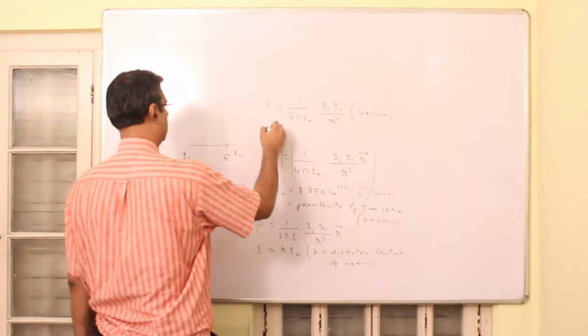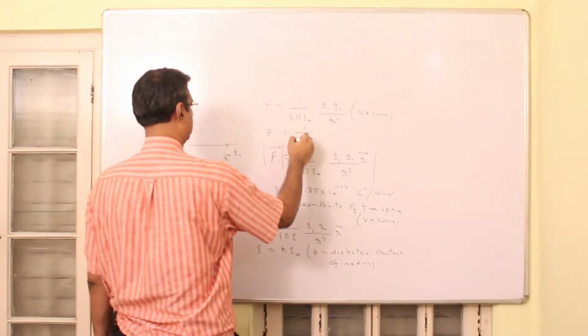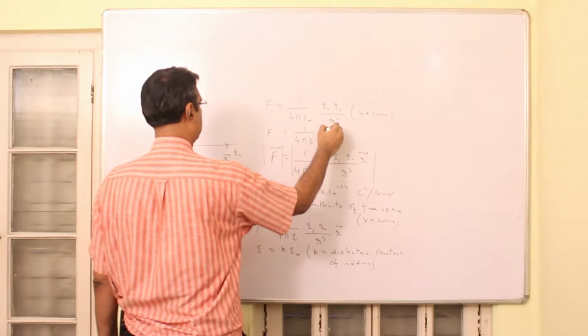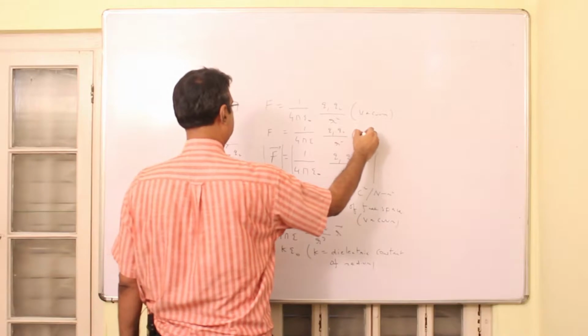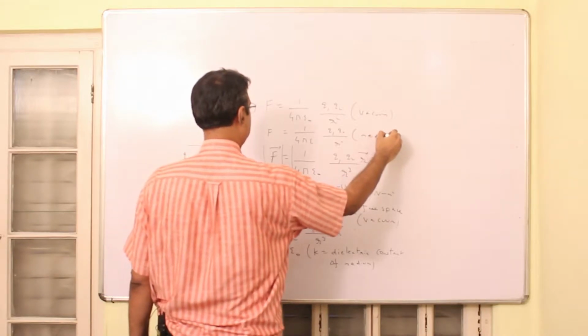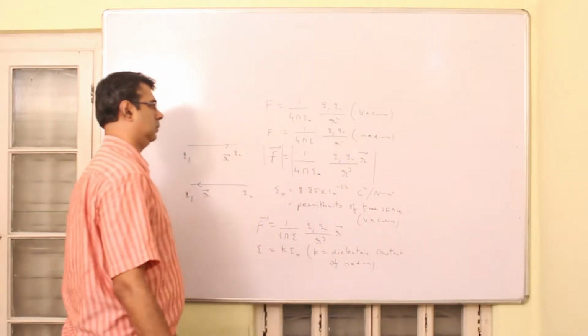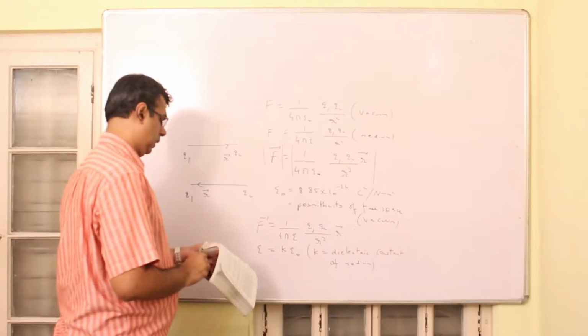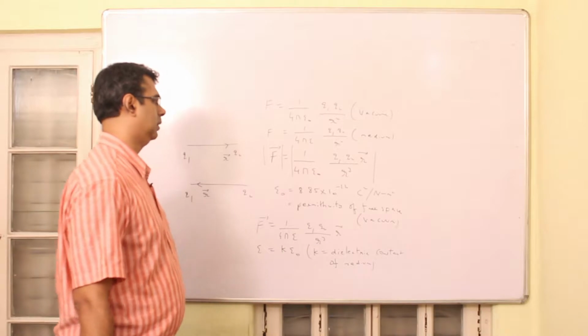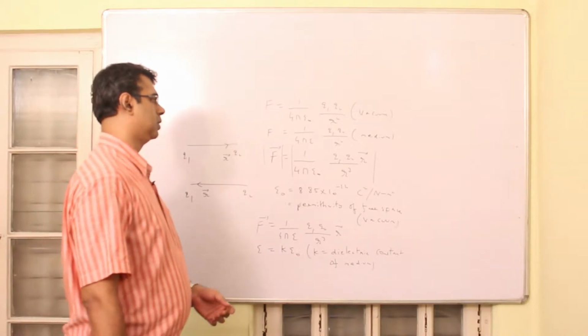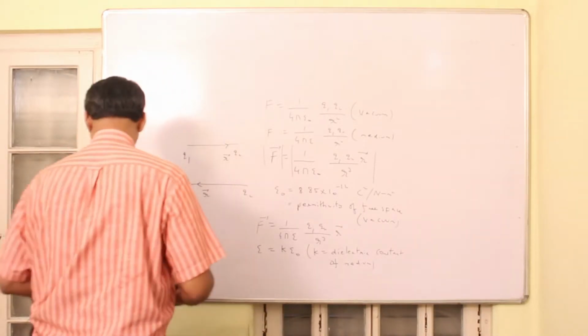And this is in case of vacuum, and if it is a medium other than vacuum, then it is 1 by 4 pi epsilon Q1 Q2 by R square, if it is in some medium and not vacuum. So these two are the scalar forms of Coulomb's law, and in fact they are easier to use in the numericals.